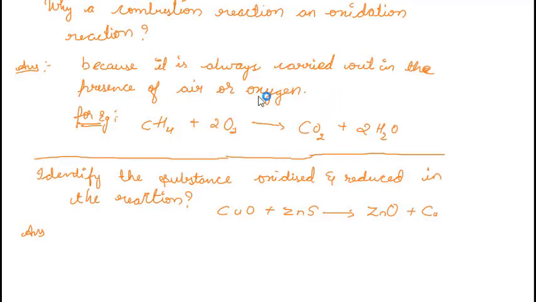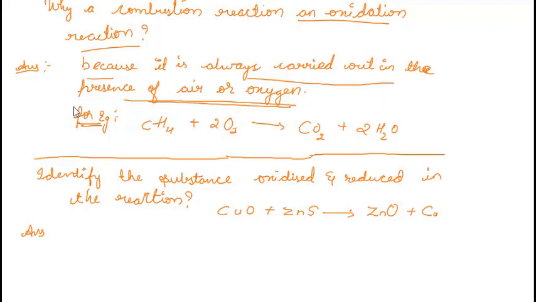Another question you have: why is a combustion reaction an oxidation reaction? Your answer is that the combustion reaction is an oxidation reaction because it is always carried out in the presence of air or oxygen. You have to remember that a combustion reaction is always an oxidation reaction because it is carried out only in the presence of oxygen or air.